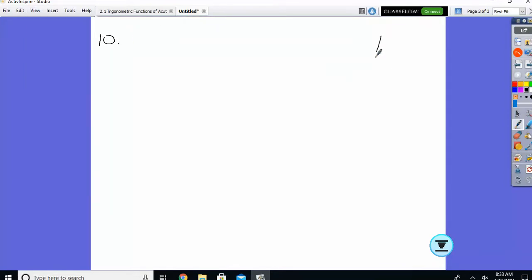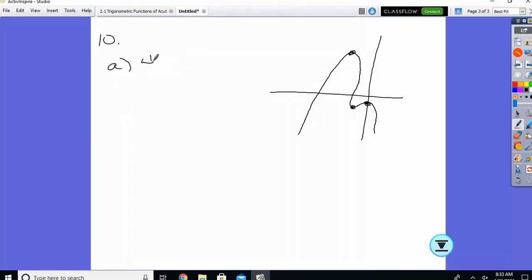Okay, minimum possible degree. If you're looking at this one, it only has 2 x-intercepts, but we've talked about the degree being 1 more than the number of turning points. This graph has 3 turning points, so what would my degree be? 4.